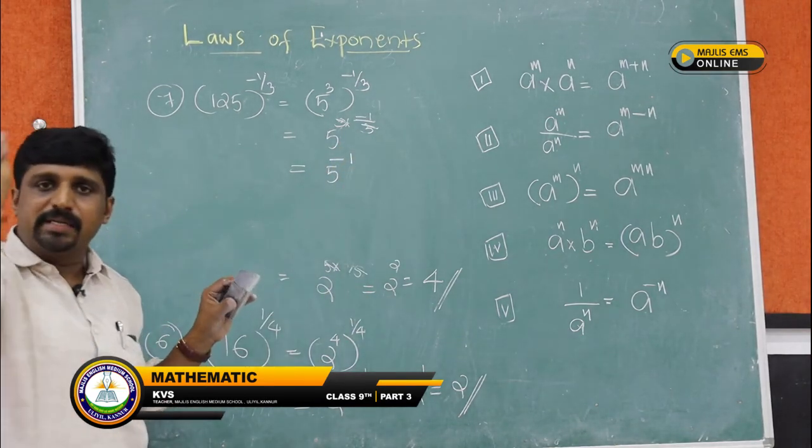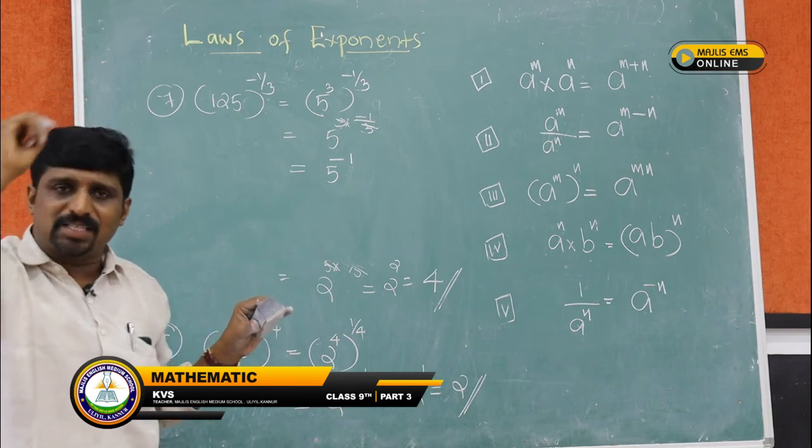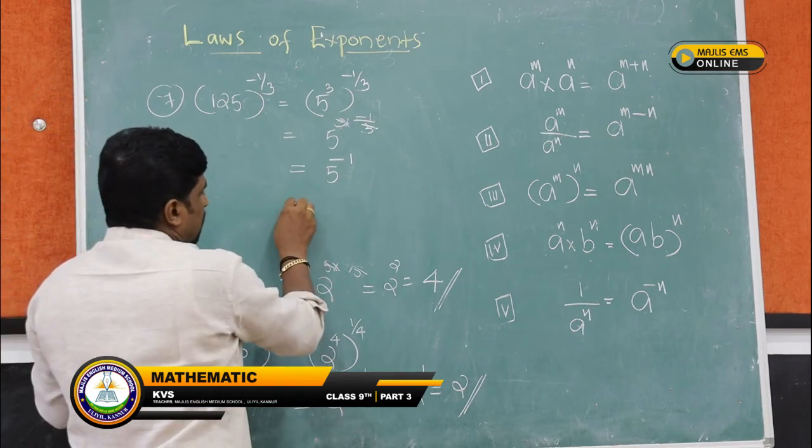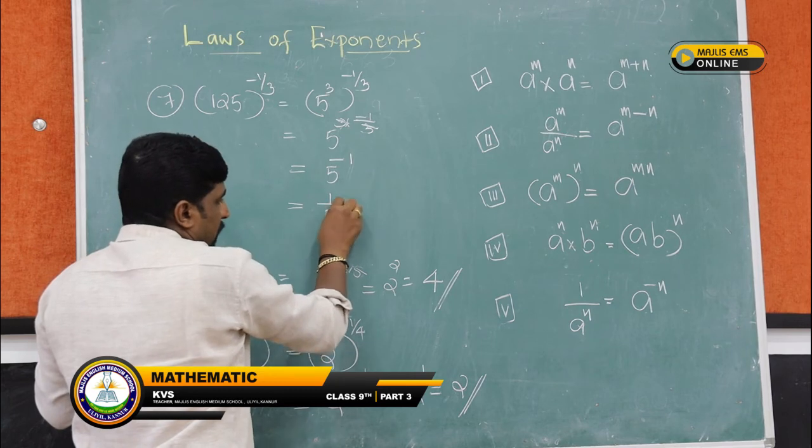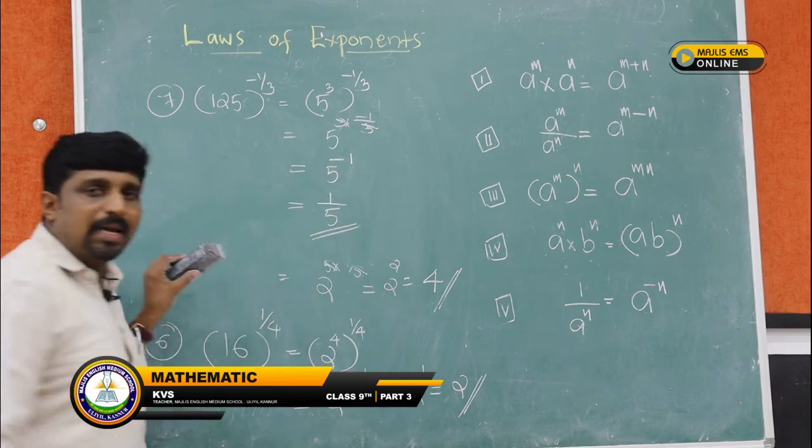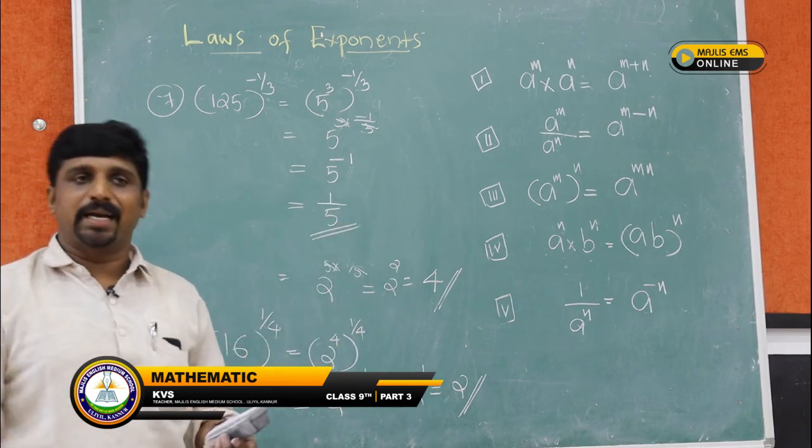A number with a negative power means what? Yes, we need to write the final answer in 1 by form. Therefore, the final answer is 1 by 5. Like that we can use laws of exponents.